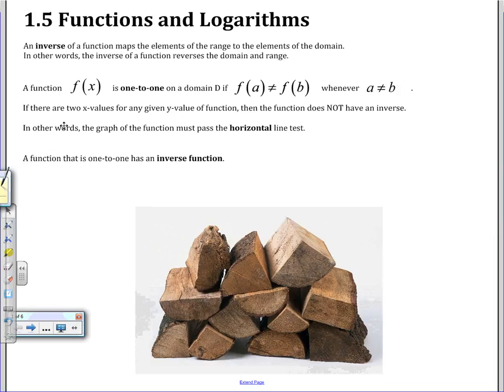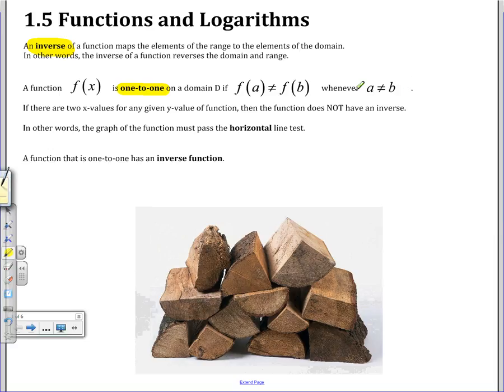An inverse of a function maps the elements of the range onto the elements of the domain, which is the same thing as saying that the inverse of a function reverses the domain and range of your original function. Okay, a function f of x is 1 to 1 on a domain D if f of a is not equal to f of b whenever a is not equal to b.